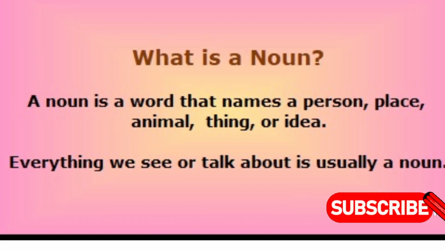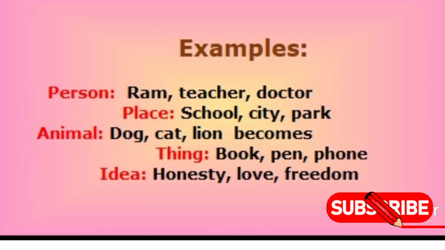What is a noun? A noun is a word that names a person, place, animal, thing, or idea. Everything we see or talk about is usually a noun. Examples. Person, Ram, teacher, doctor. Place, school, city, park. Animal, dog, cat, lion. Thing, book, pen, phone. Idea, honesty, love, freedom.